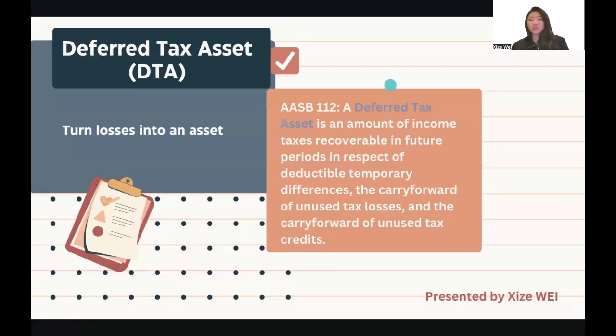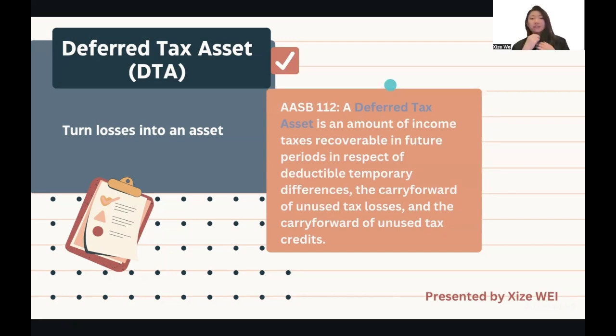To answer the question, would incurring a loss for tax purposes result in the recognition of a tax-related asset in the financial statements? Yes, it is possible. Losses can be used to offset future taxable profits. This is how we turn losses into an asset. This is called a deferred tax asset. We refer to it as DTA.